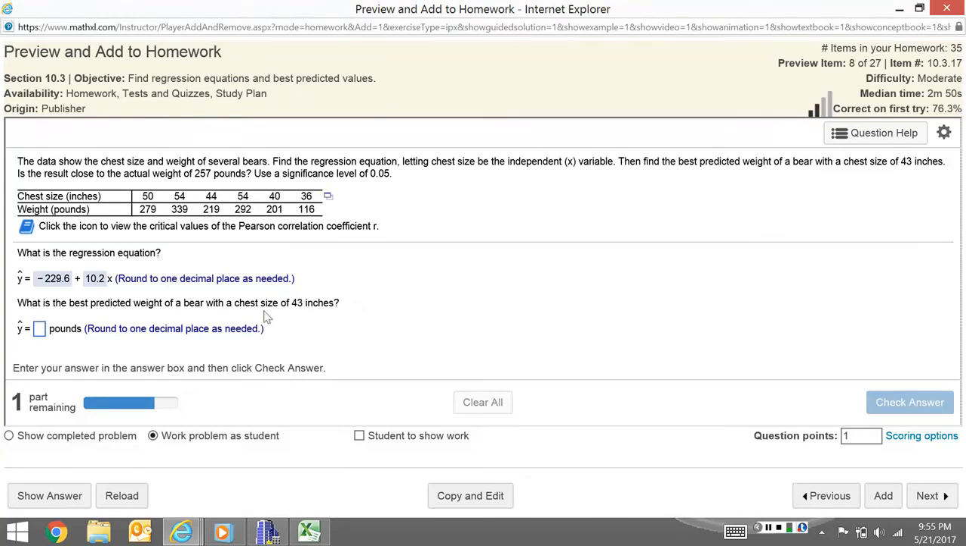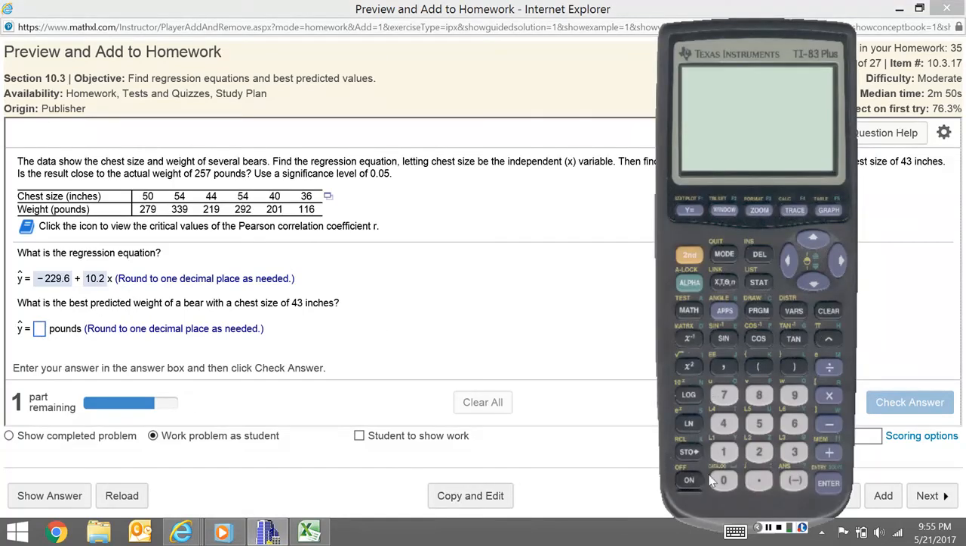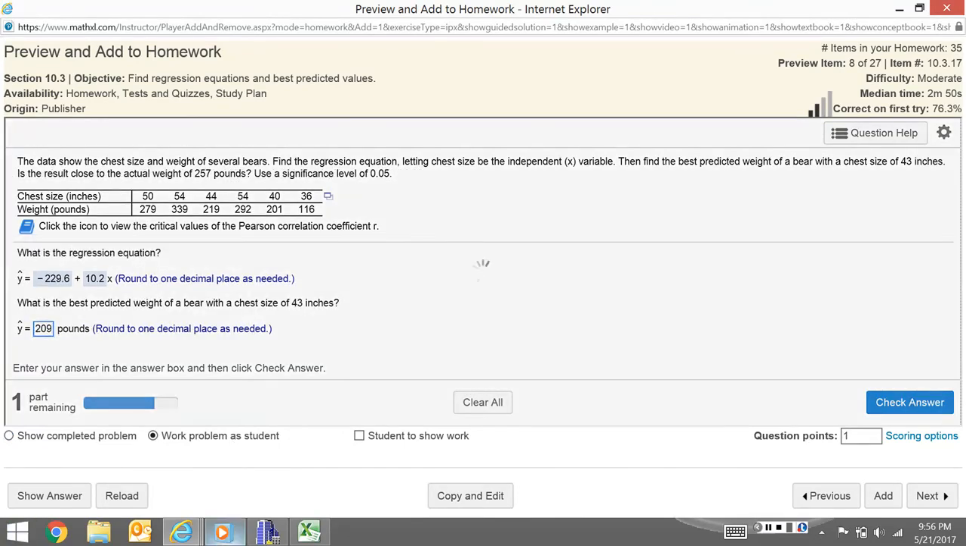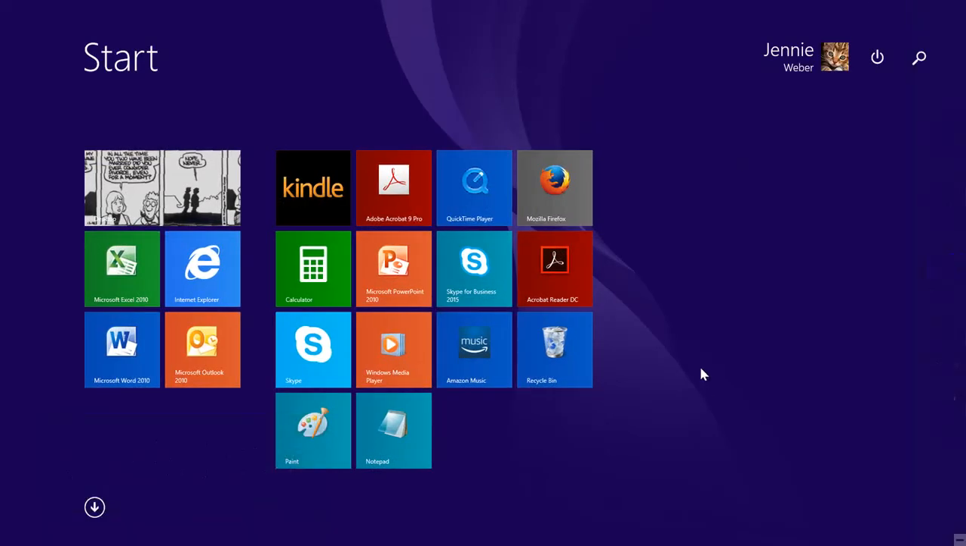Now, what's the best predicted weight? Well, since I have a good correlation and that nice scatter plot, I can use this regression line. So I'm going to literally put in 43 for x and figure out what this is. On my calculator, I'm going to do 10.2 times 43 minus 229.6. And my answer is 209. And that is my predicted value.